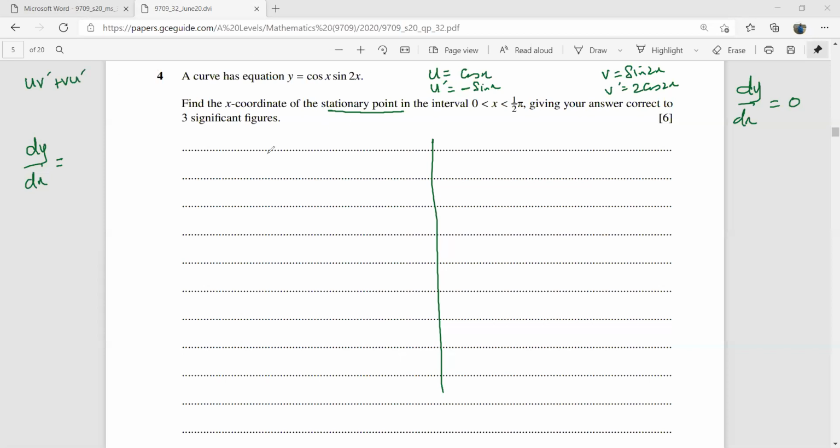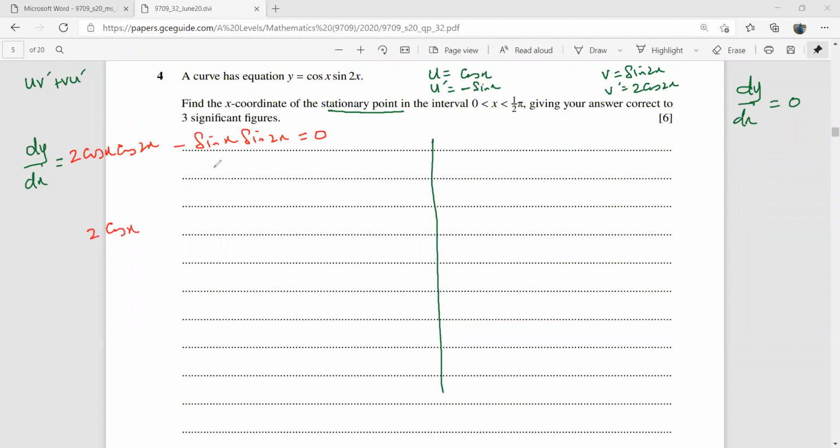Okay, so good to write the formulas, uv dash plus vu dash. Okay, so here we go. This gives us uv dash. So this is going to be 2 cos x cos 2x, and then plus vu dash. So you have minus sine x and then sine 2x. And we straight away put that equal to 0. Okay, we put that equal to 0. Okay, so now this is going to be 2 cos x.